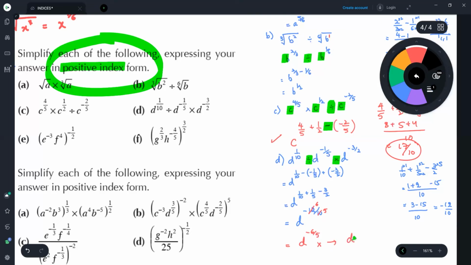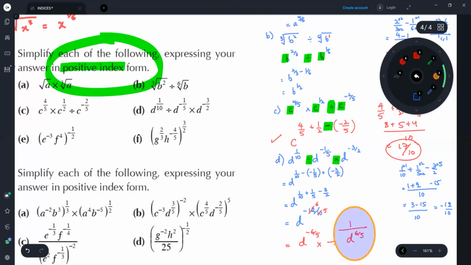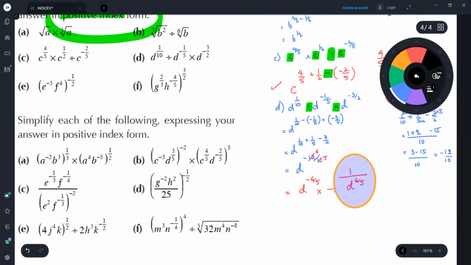My answer is going to be 1 upon d to the power 6 over 5. Yes or no? So you need to understand, Hassan, you need to understand how you convert a negative index into a positive index. You reciprocate, and that's it. Understood? Yes, sir. Your answer is going to be 1 upon d raised to the power 6 over 5. Yes or no? Yes, sir.